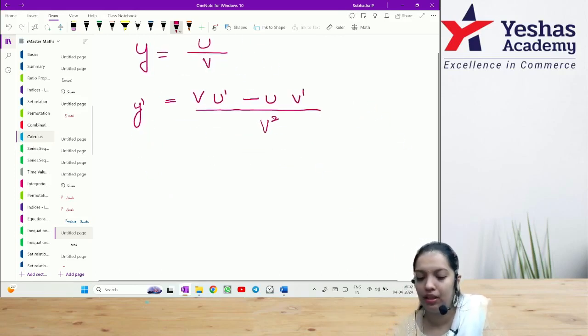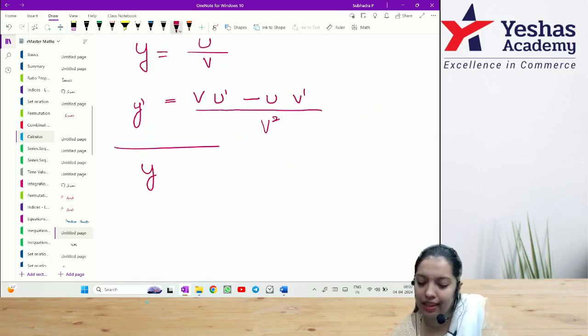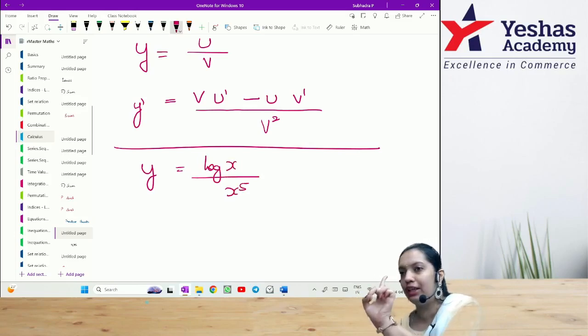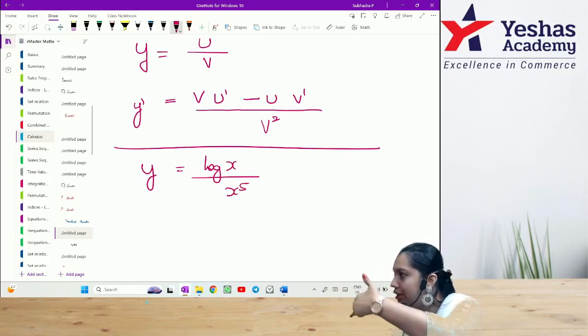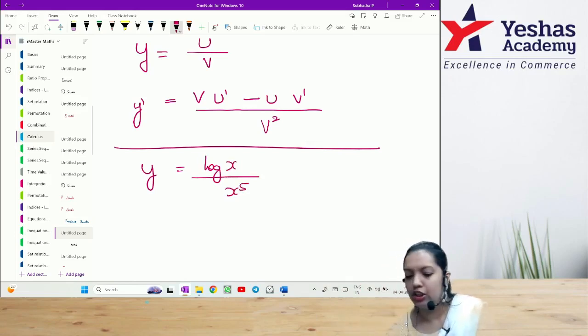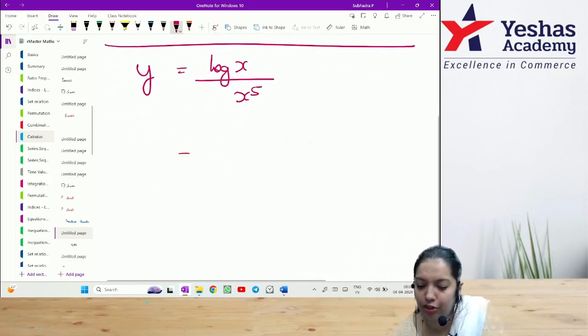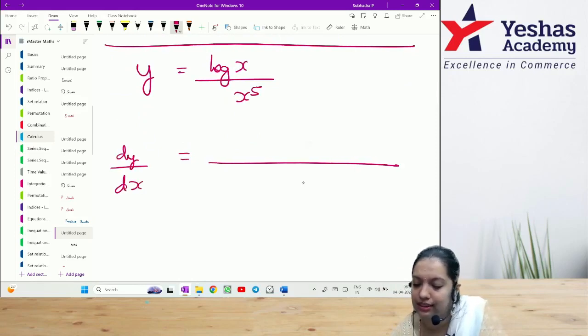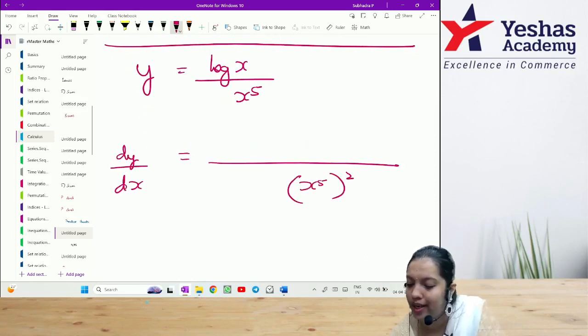I'll give an example. Look at the board. If I say y is equal to same thing, log x divided by x power 5. Log x is one type of function. x power 5 is another type of function. Two different functions are getting divided. So what is the formula that I have to apply? Remember, derivative of y with respect to x is denominator square.